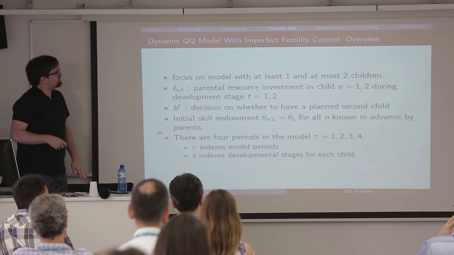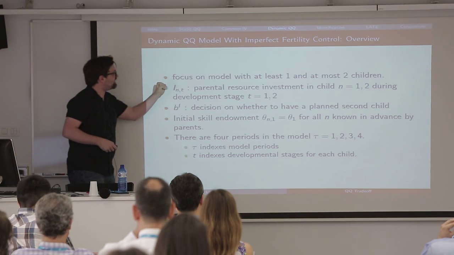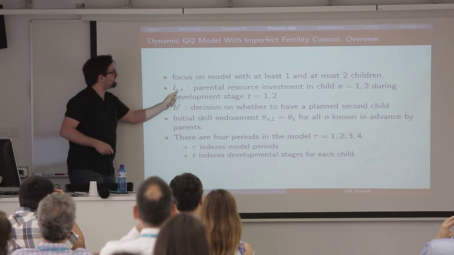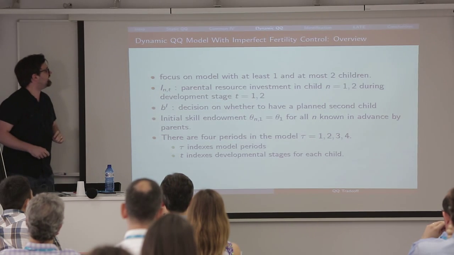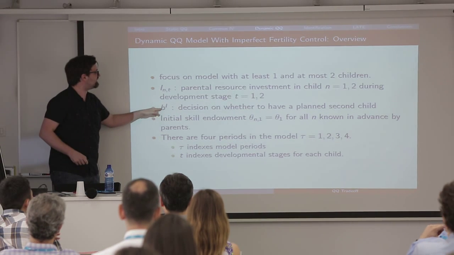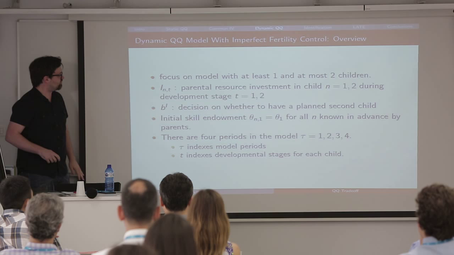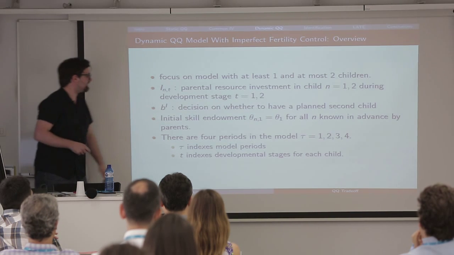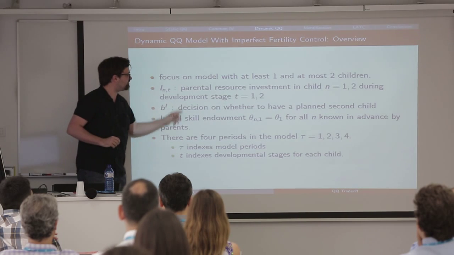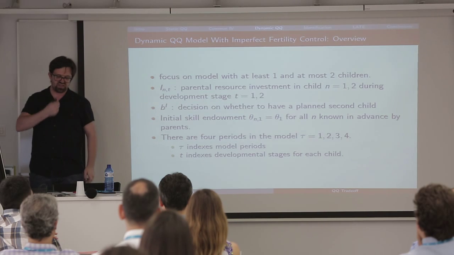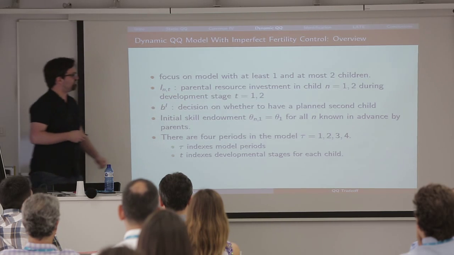Okay? So let me give you a quick overview of what the model looks like. We are going to again focus on at least one and at most 2 children. There's going to be a parental investment in child N at development stage T. Okay, and so you're going to decide whether to have a planned second child. We're going to denote by B intended. And the initial skill endowment is going to be the same and fixed and known for all kids, theta 1. So there's going to be 4 periods in the model, tau, and tau is going to be different from t. Tau is going to really index the life cycle of the parent, and t is going to just index the development stage of the kid.